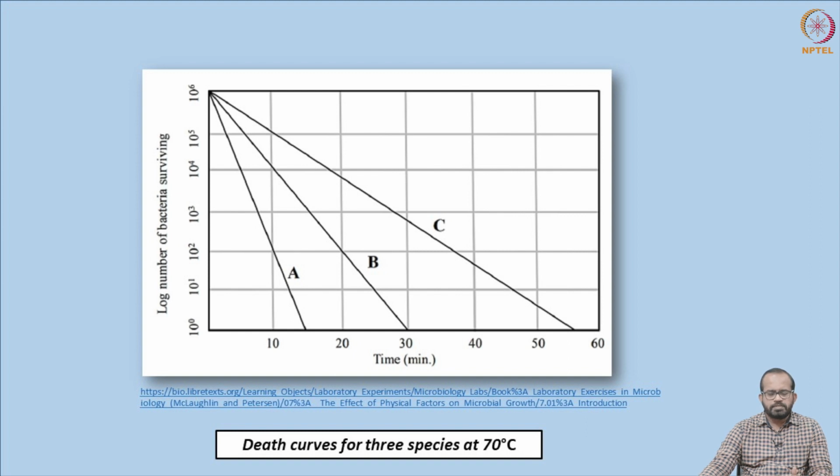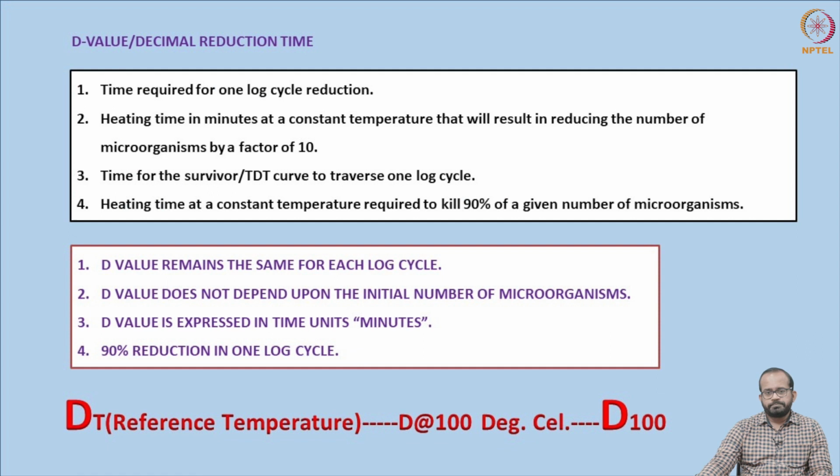If you take different species of microorganisms, in this curve you can see the death curves of three species of microorganism at a constant temperature. From this you can see that the rate of reduction is different for different species. Depending on the species, the D value, or decimal reduction time, or the rate of reduction of a microorganism, is different. Why is it different? At a particular temperature the resistance of each microorganism is different. Each microorganism has different heat resistance properties. So according to the heat resistance properties of each microorganism, the rate of reduction is going to vary.